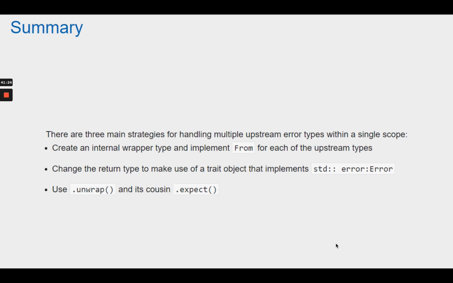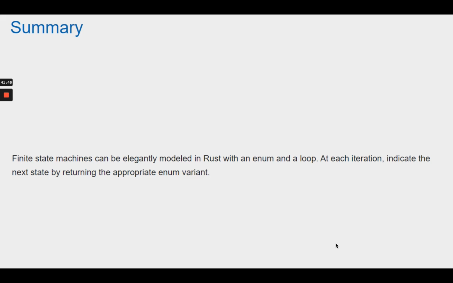There are three main strategies for handling multiple upstream error types within a single scope. Create an internal wrapper type and implement From for each of the upstream types. Change the return type to make use of a trait object that implements std::error::Error. Use .unwrap() and its cousin .expect().